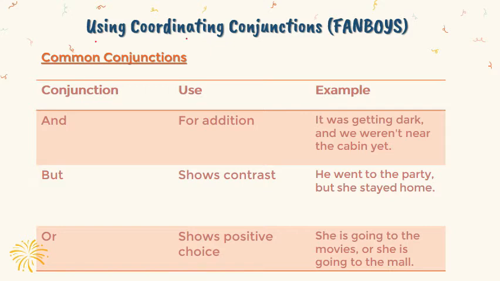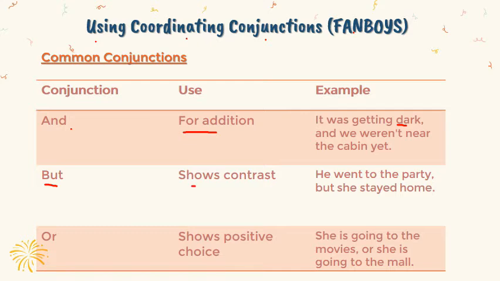Using coordinating conjunctions, or FANBOYS. I have the conjunction "and", and I use it for addition. For example, it was getting dark and we weren't near the cabin yet. So I'm adding more information or more details to the first sentence.